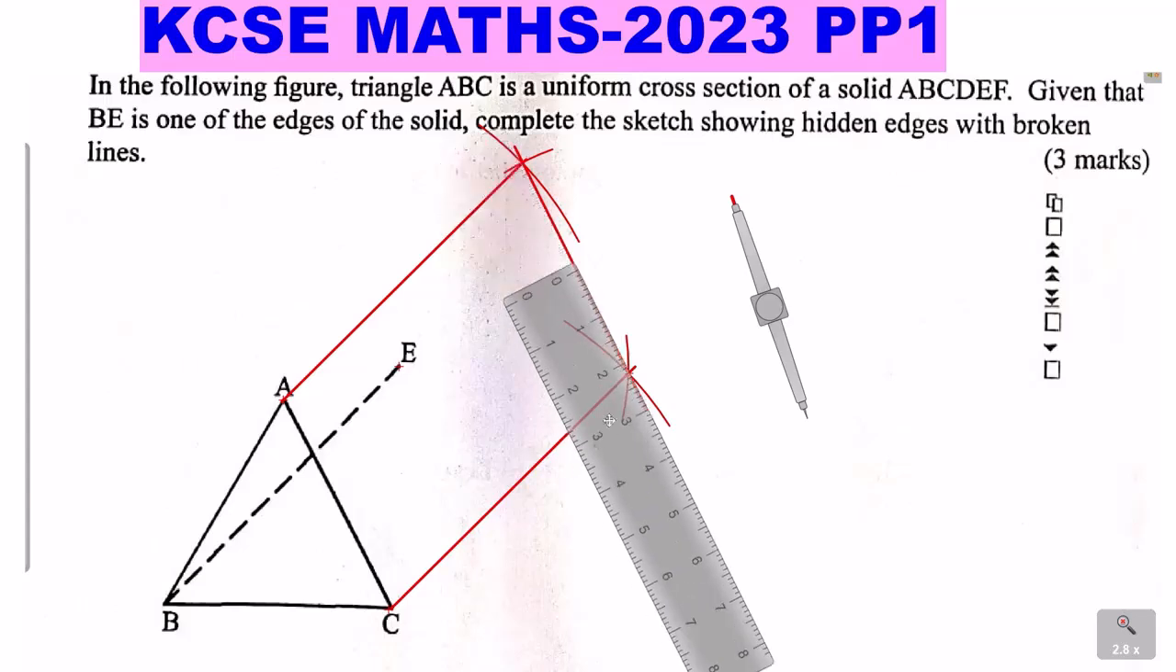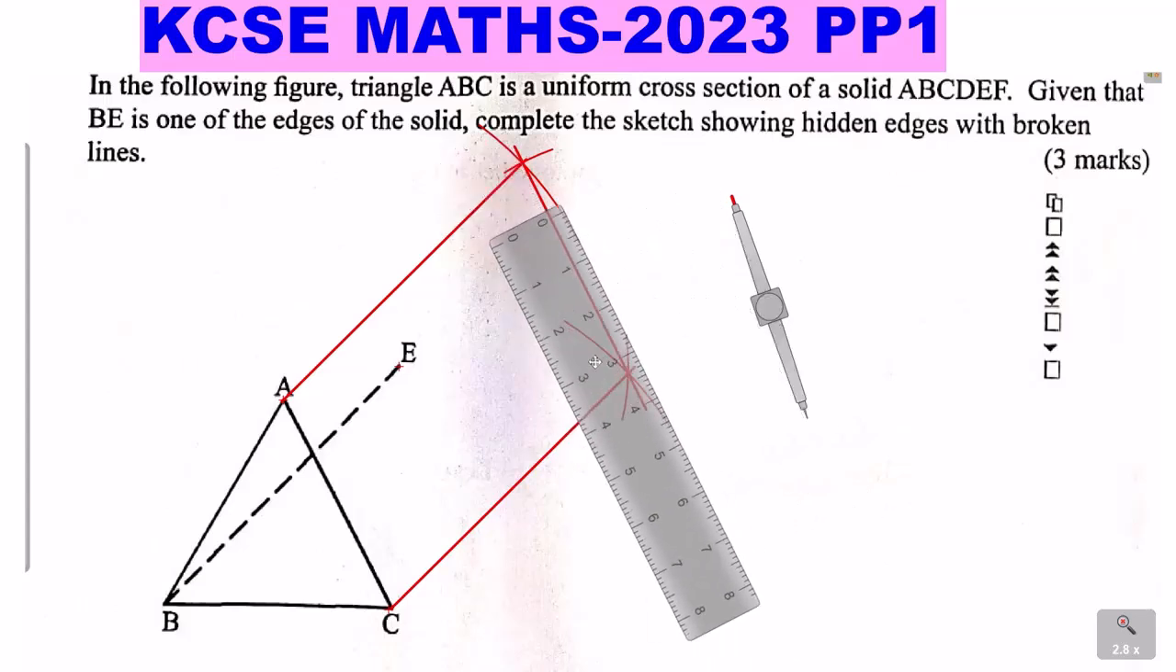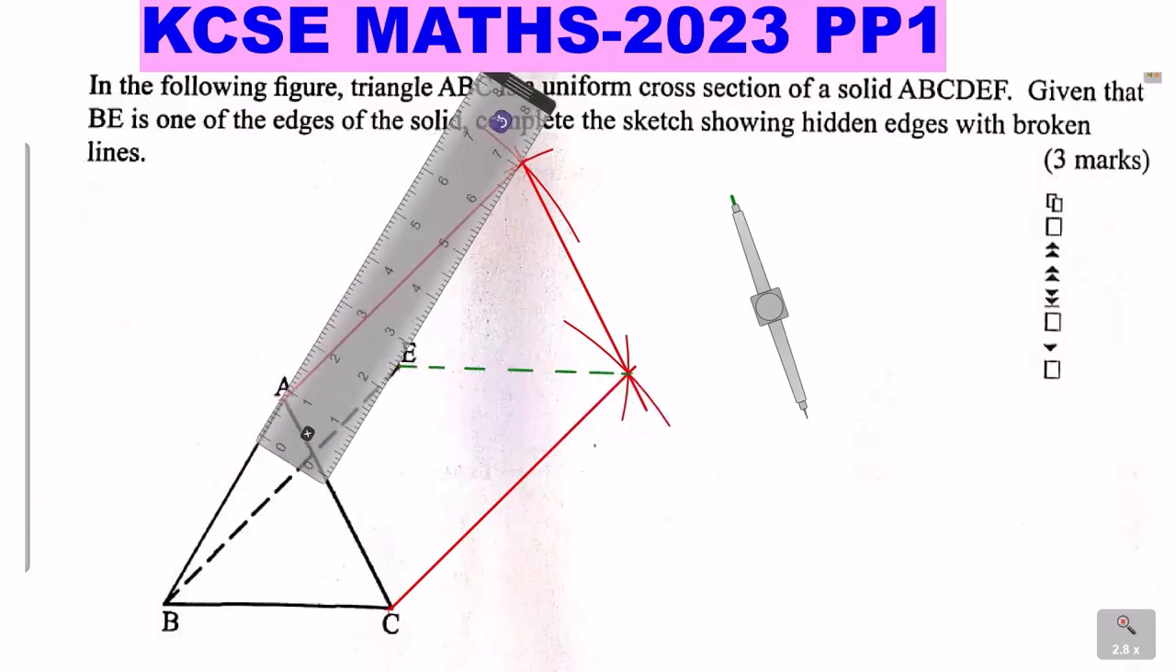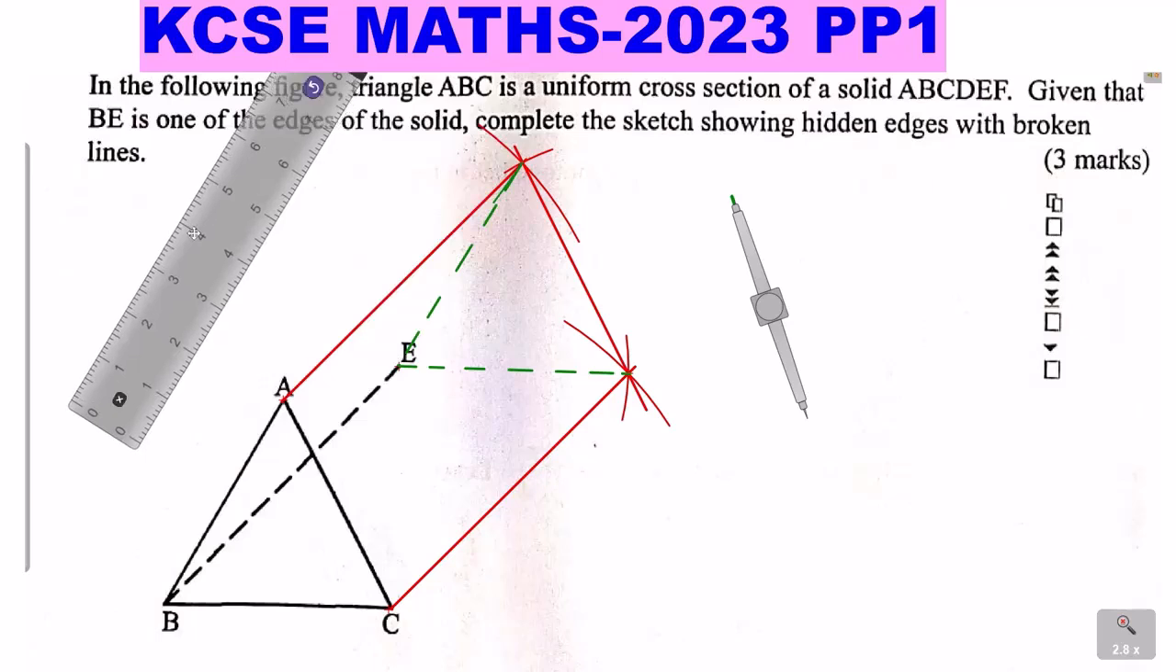Let's go to the hidden ones, the ones that you cannot see. We start with this one that is here. This is the first one that will be hidden. So that one you're going to complete using broken lines, like that. Then the other one is this one. This one will be broken as well. This one will be broken as well. So this is the next. That one will be broken. And I think we've completed all the hidden broken lines. So the ones that are broken are the hidden ones.